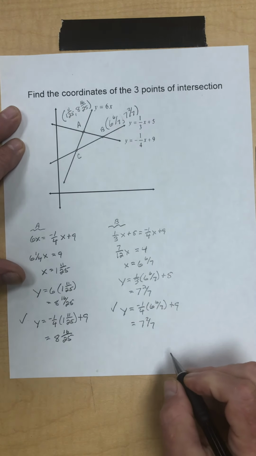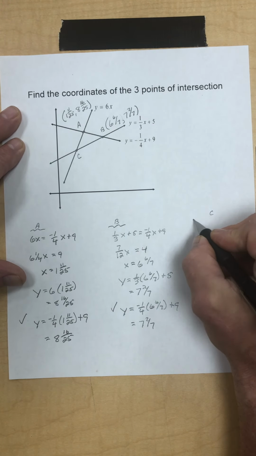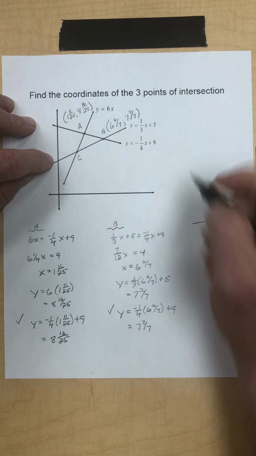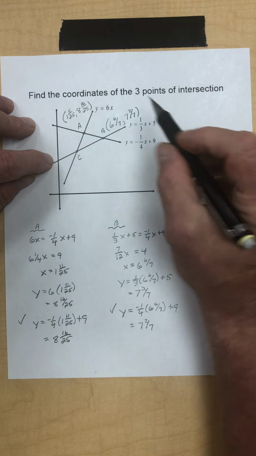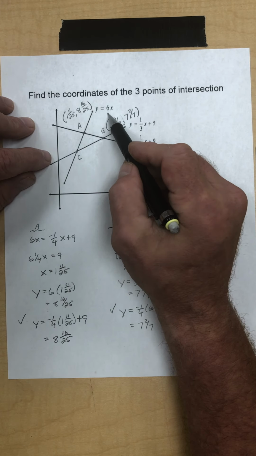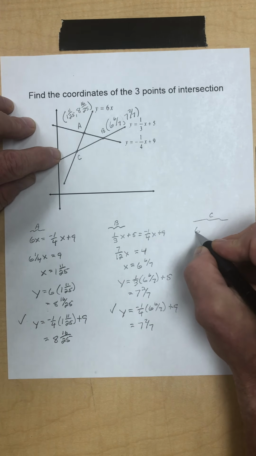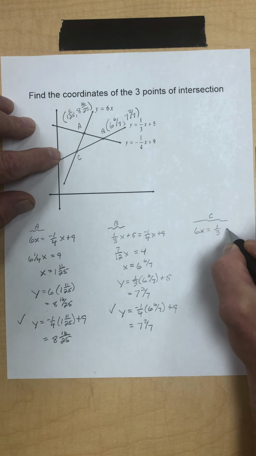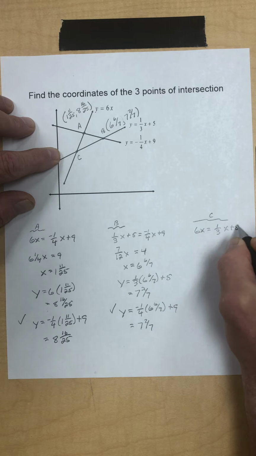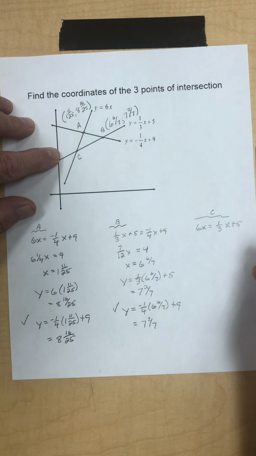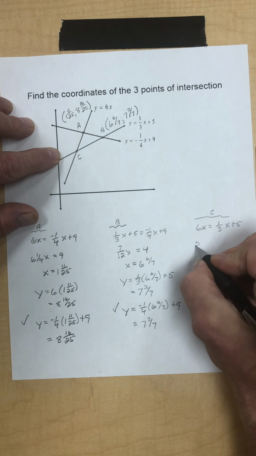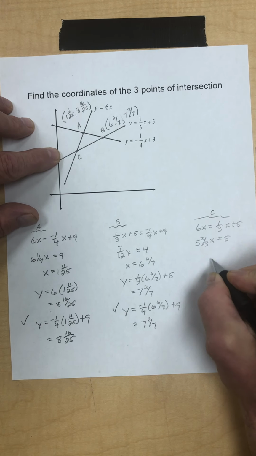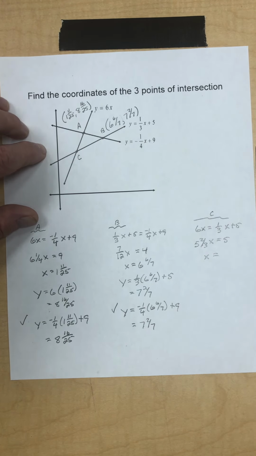So we're good there. Okay, now I've got to do C. That happens when this line, 1/3 x plus 5, intersects with this line, y equals 6x. So set them equal to each other: 6x equals 1/3 x plus 5. If I subtract 1/3 x from both sides, I get 5 2/3 x equals 5. And then I do my division.